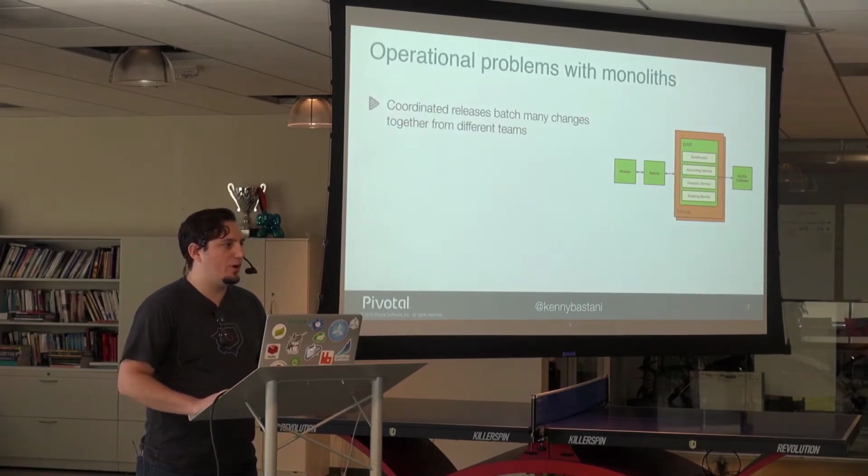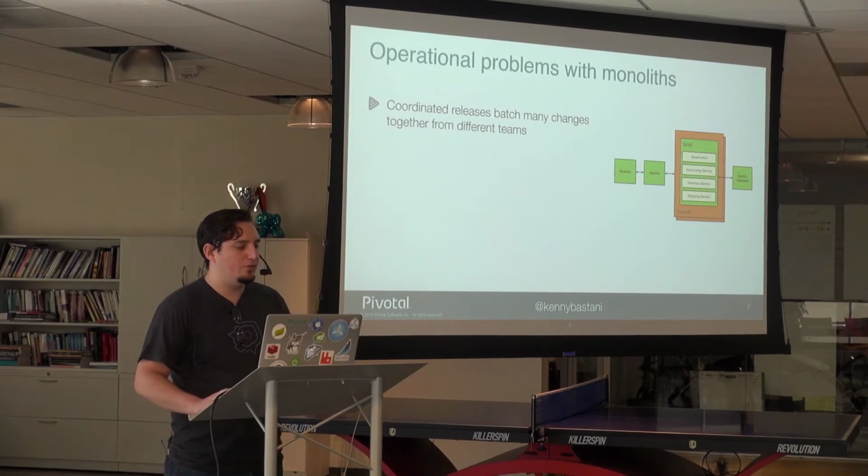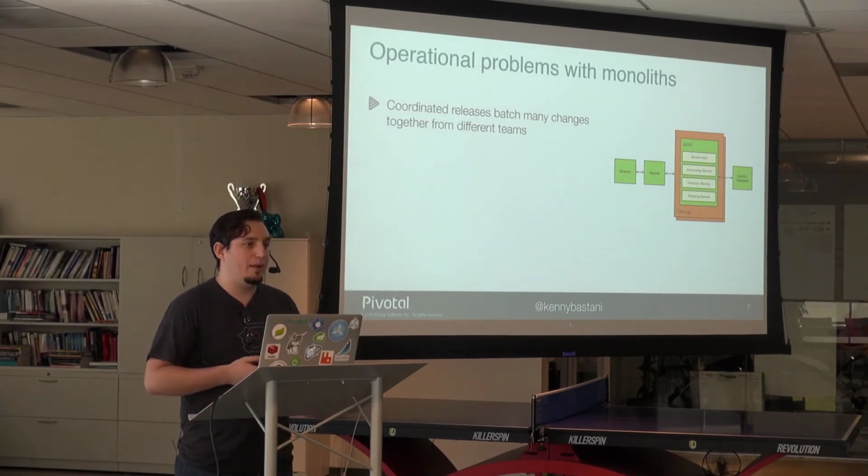We also have a ton of operational problems with monoliths. First of which is that we're going to have to coordinate a lot more. Now, we're going to have to draw out our release cycles, maybe every quarter, maybe once a year.